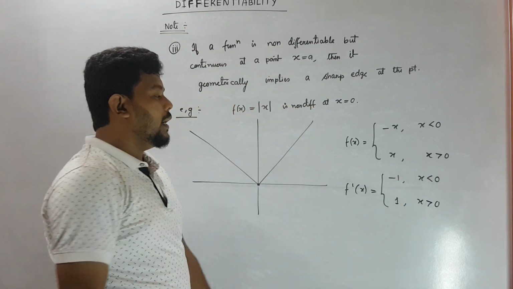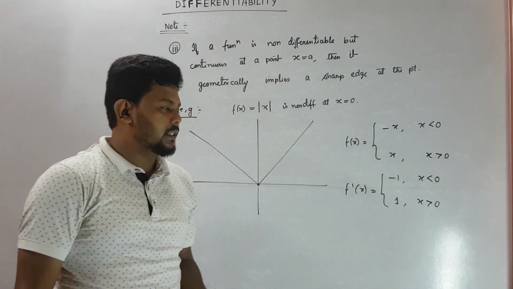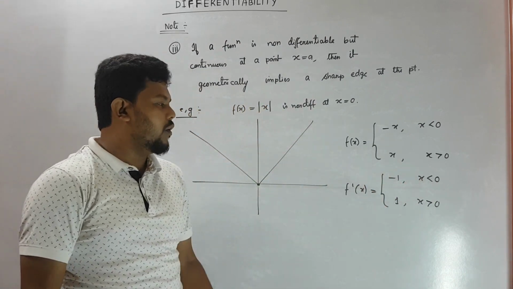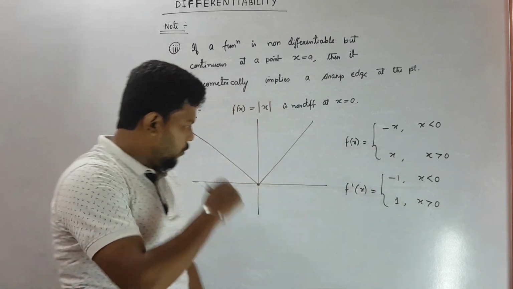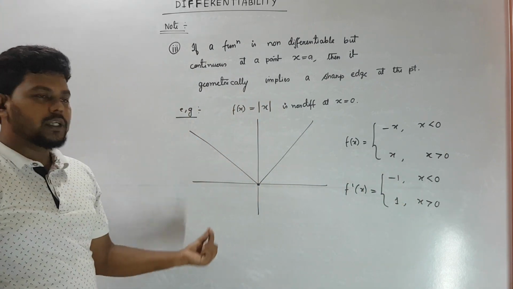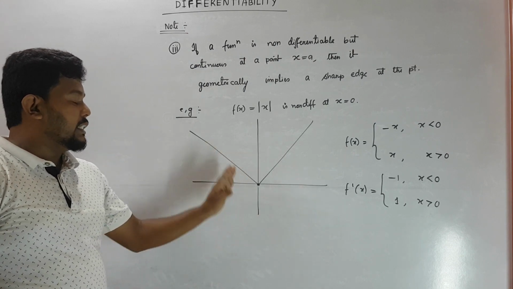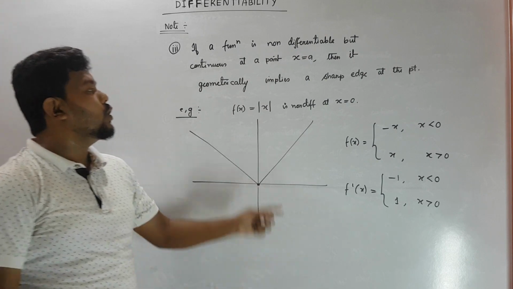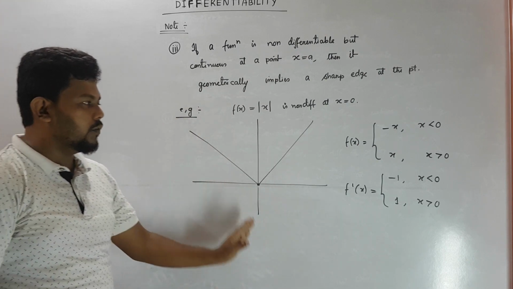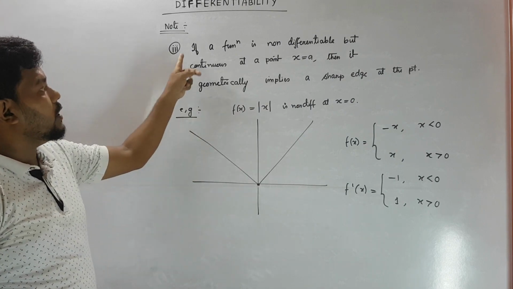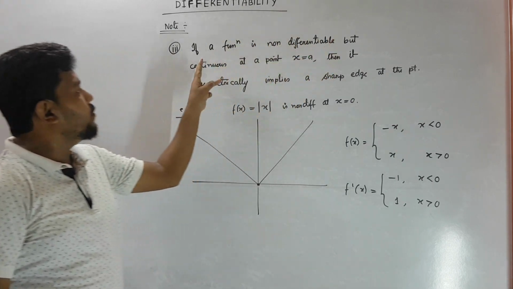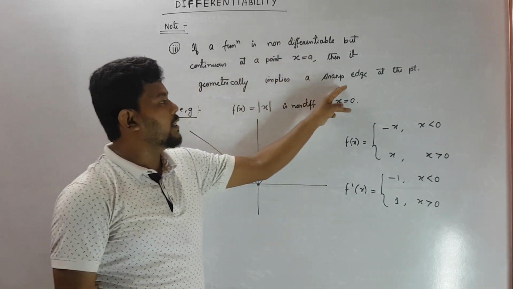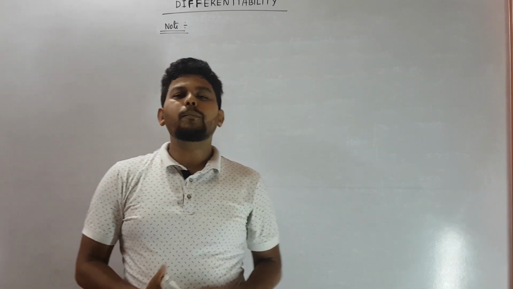Now, when h tends to 0 minus, that is, the left hand derivative will be equal to minus 1, and the RHD is plus 1. So, the values of the derivatives at 0 minus and 0 plus are not equal. They are finite but not equal. So, it is non-differentiable but f(x) is continuous. So, we say if a function is non-differentiable but continuous at a point x equal to a, then it geometrically implies a sharp edge at the point. Now, it is number 4.